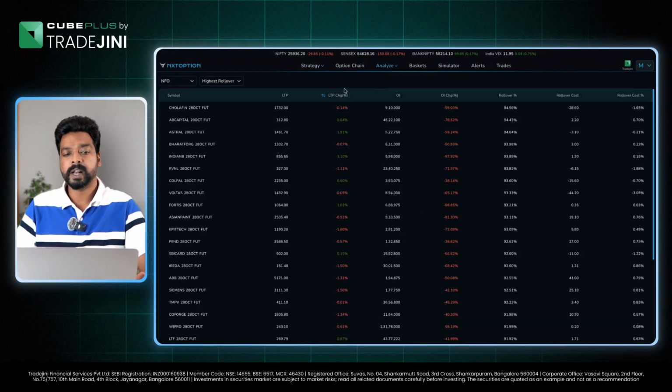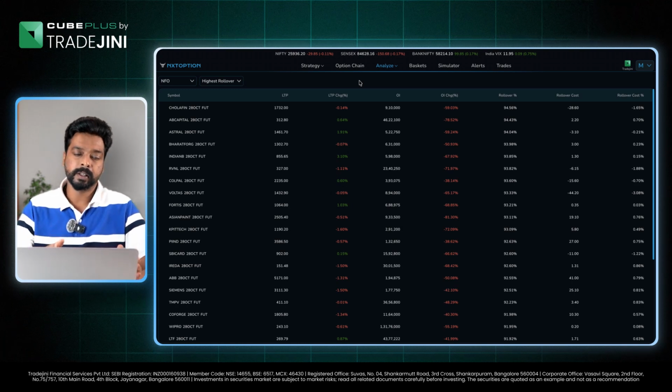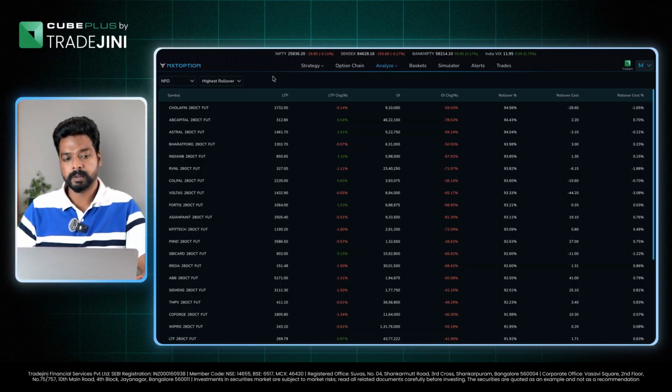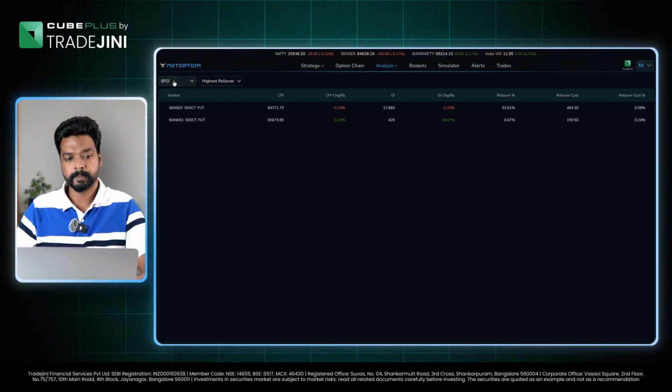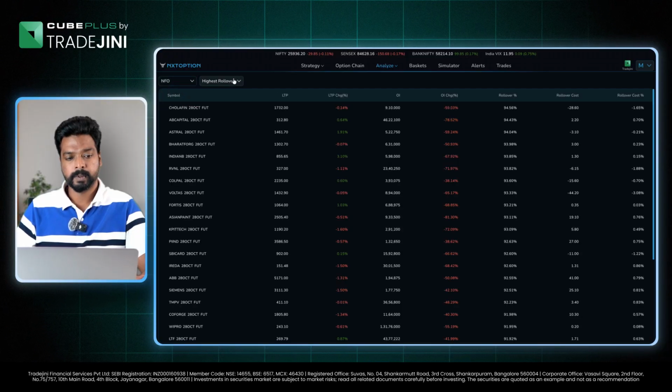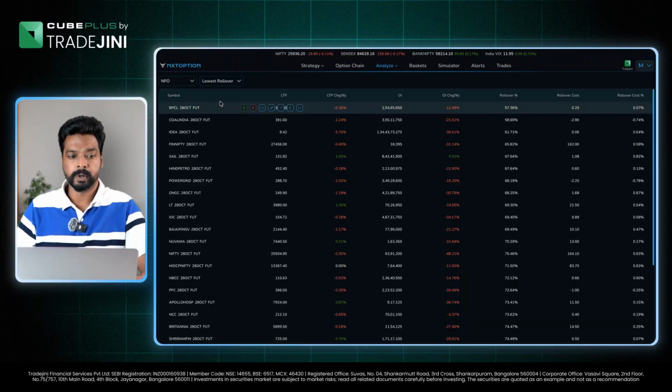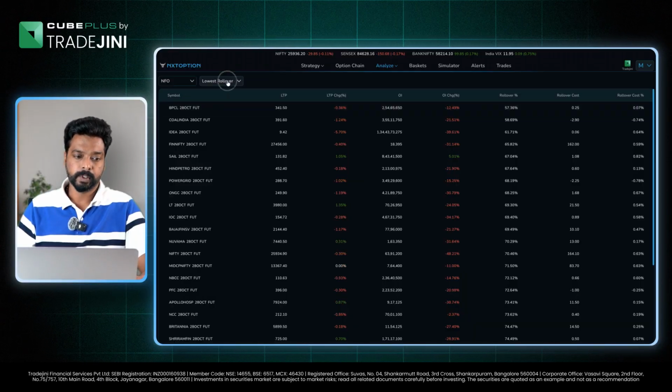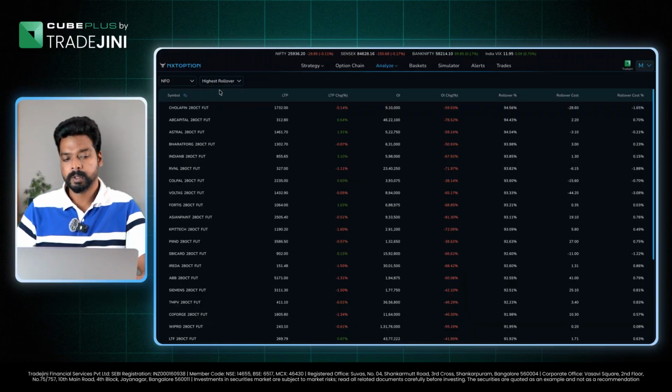So basically, rollover analysis is when traders who are trading in the current month futures decide to take their positions forward to the next month, right? So here we have this option for NFO, BFO. We have highest rollover and lowest rollover. So let me explain what is highest rollover.